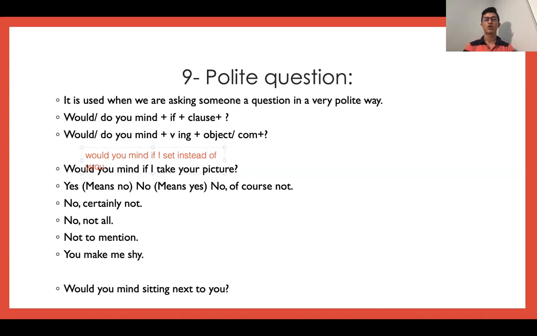Also, the more common structure for this question, which is not mentioned in your book, remember? The second formula is would or do you mind plus verb-ing plus object or complement. Like, do you mind sitting over there? Do you mind giving your pen? Would you mind turning off your computer?